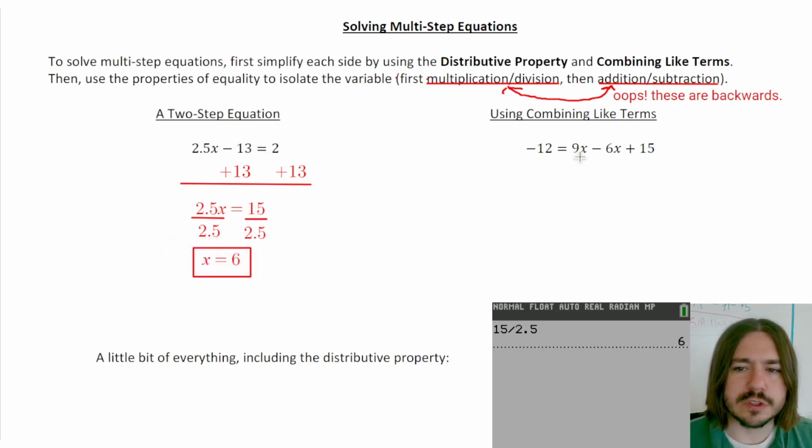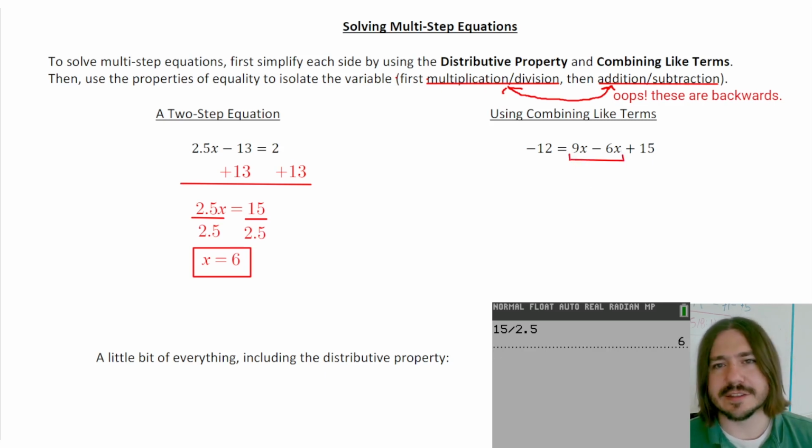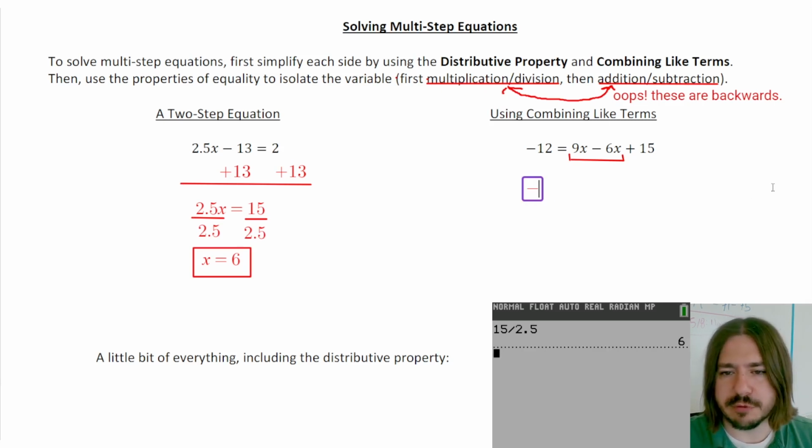Now if you've got multiple terms that have an x on them, you do need to combine those like terms. So you just add or subtract them. Here we've got 9x minus 6x. So if you have 9 x's and you take away 6 of them, you're left with 3x. The variable is going to remain whatever it is. You're not really going to mess with that, you're just going to combine the coefficients. So this would be 3x plus 15.